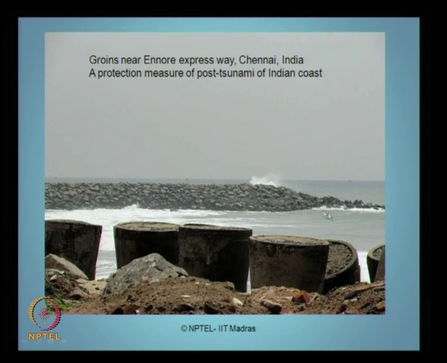This is another picture. What you see here is a rubble mound groin constructed near Ennore Expressway, Chennai in India. This is one of the effective protection measures designed by the Department of Ocean Engineering at IIT Madras, which is one of the post tsunami protection measures offered to the southern Indian coast along Chennai. So you can see a series of groins. In this picture you can see only one. There is a series of groins constructed along the Ennore Expressway in Chennai in India, which is considered one of the effective protective measures post tsunami on the Indian coast.